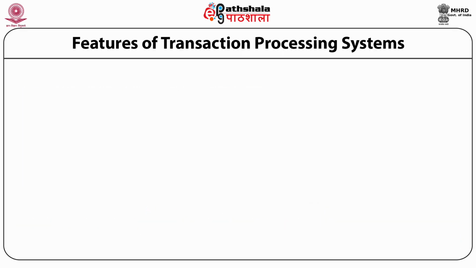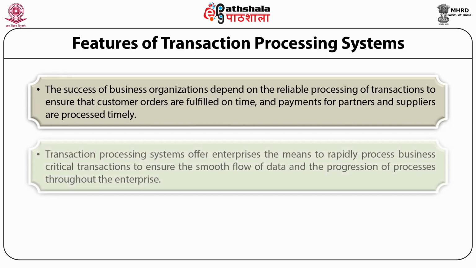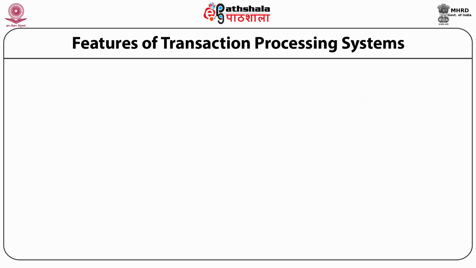Let us understand the features of transaction processing systems. The success of business organizations depends on the reliable processing of transactions to ensure that customer orders are fulfilled on time and payments for partners and suppliers are processed timely. Transaction processing systems offer enterprises the means to rapidly process business-critical transactions to ensure the smooth flow of data and the progression of processes throughout the enterprise. The TPS will exhibit the following characteristics.